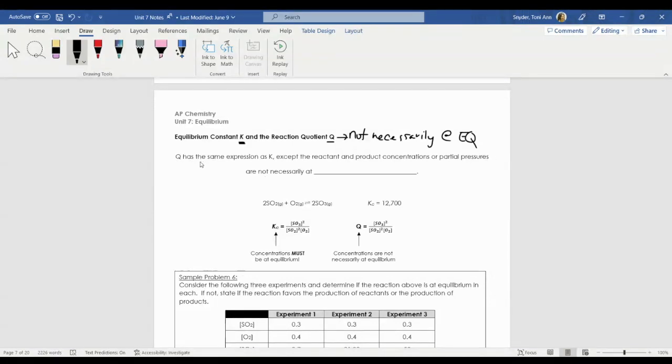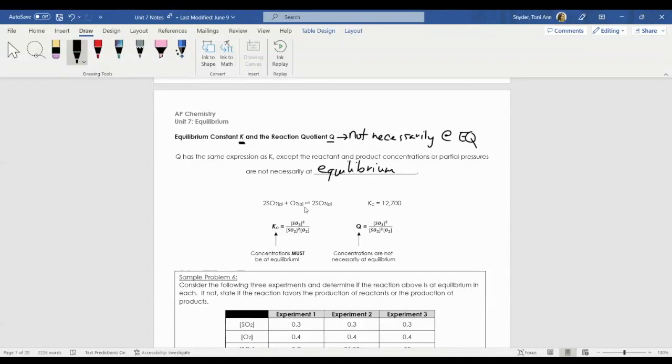So Q has the same exact expression as K. In the last video, we were expressing K by looking at the equilibrium expressions based on the balanced chemical equation, and we were able to write that for them. Except the reactant and product concentrations or partial pressures are not necessarily at equilibrium.